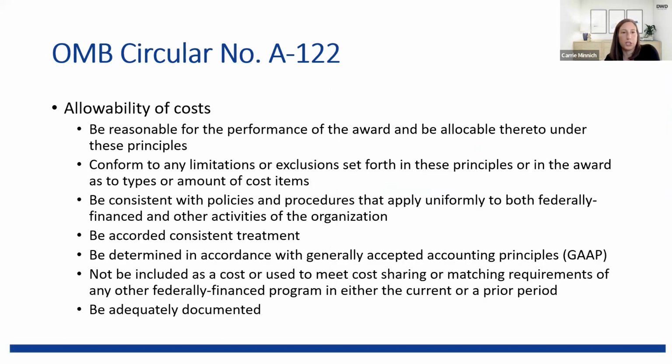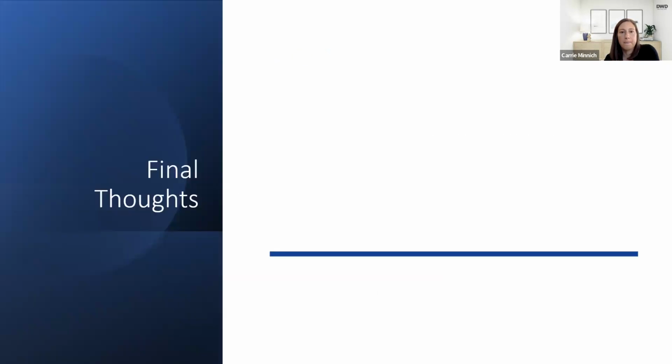And again, the OMB circular is going to go into what the allowability of costs are. So basically, it's similar to what we talked about, be reasonable, consistent, that type of thing. But again, something to look into if you do get federal government grants. And then just a few final thoughts.